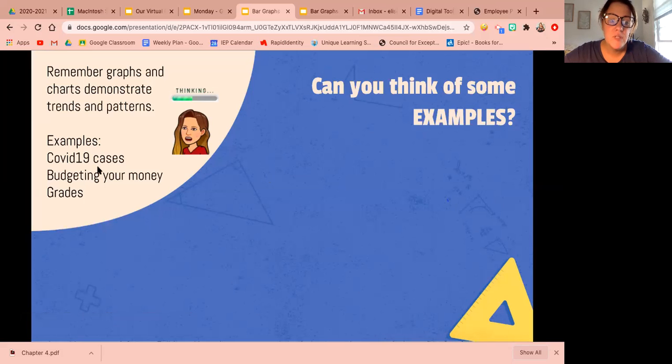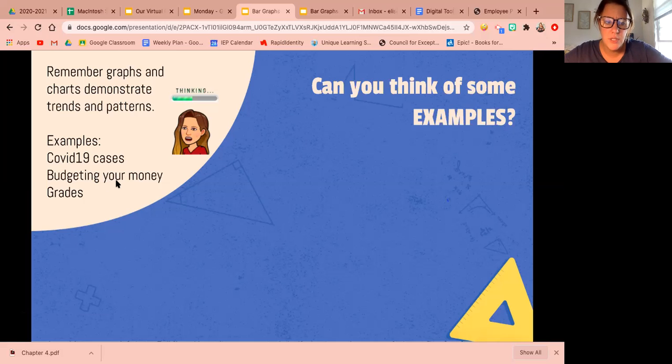So some examples that I thought of were COVID-19 cases. So thinking about what's going on in the world right now. When you watch the news, you might see a graph or chart showing you positive cases or negative cases. You could also see that with the flu or something else that happens kind of every year. Like, well, I don't know if they do it with colds, but definitely flu. When we have flu cases, we see those in charts.